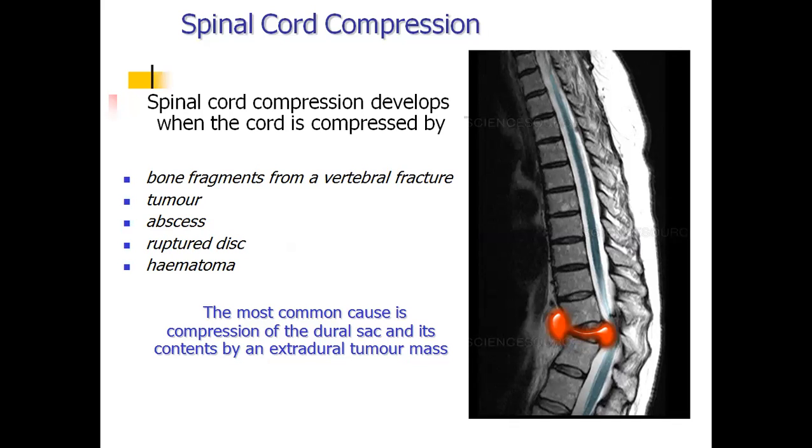Spinal cord compression develops when the cord is compressed by bone fragments from vertebral fractures, by tumors or abscesses, by ruptured intervertebral discs or by hematomas as a result of trauma. The most common cause is compression of the dural sac and its contents by an extradural tumor mass.